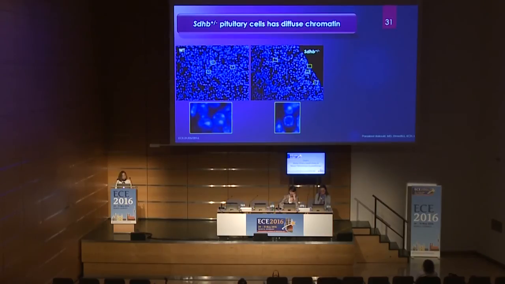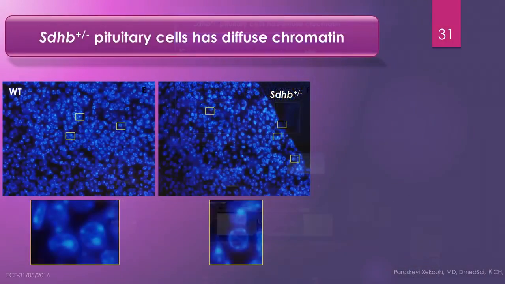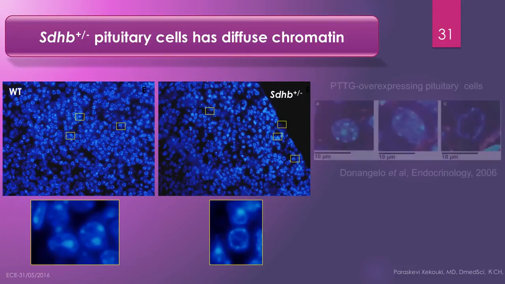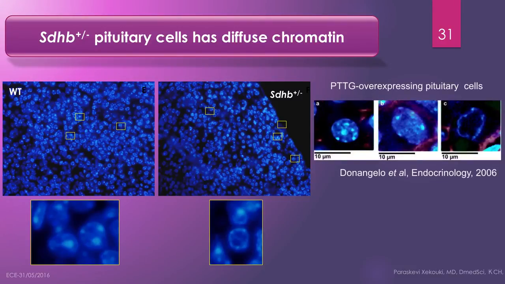Another finding also was that the chromatin in the heterozygote pituitary cells was presented diffused as a ring shaped in the periphery of the nucleus rather than a condensed centrally located foci. And a similar observation has been reported in the PTTG overexpressing pituitary cells by Donangelo et al.